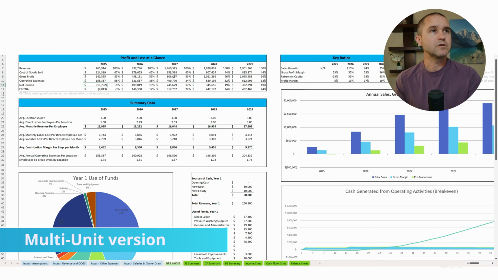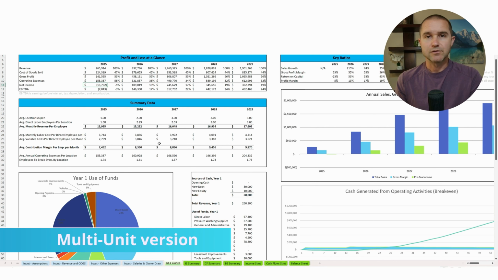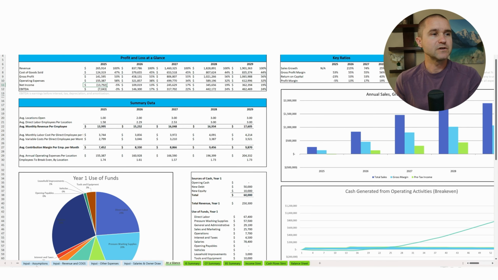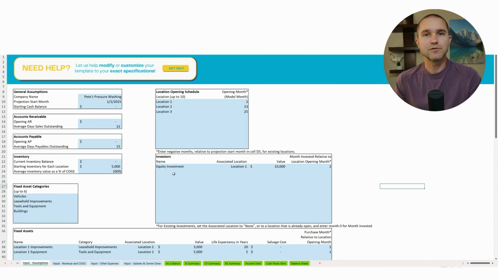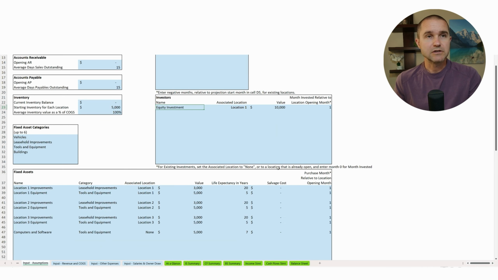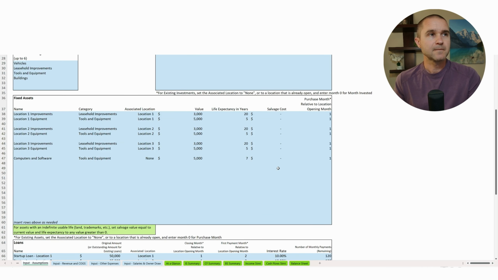Okay, so here is our multi-unit version. It's the exact same template. We've just filled it out with some default data for multiple units to give you an example of what that would look like. So here we've got location 2 opening in month 13, location 3 opening at the beginning of year 3, month 25.